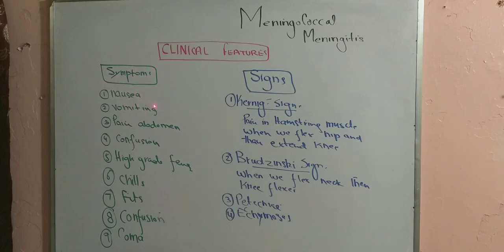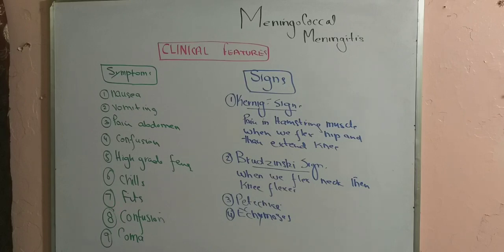The patient may be nauseous, may be vomiting, may feel abdominal pain. There can also be pain in the body, in the limbs, and in the back. The patient may be confused, and has a high grade fever with chills. Sometimes these patients are confused or also develop fits and ultimately go into a coma.